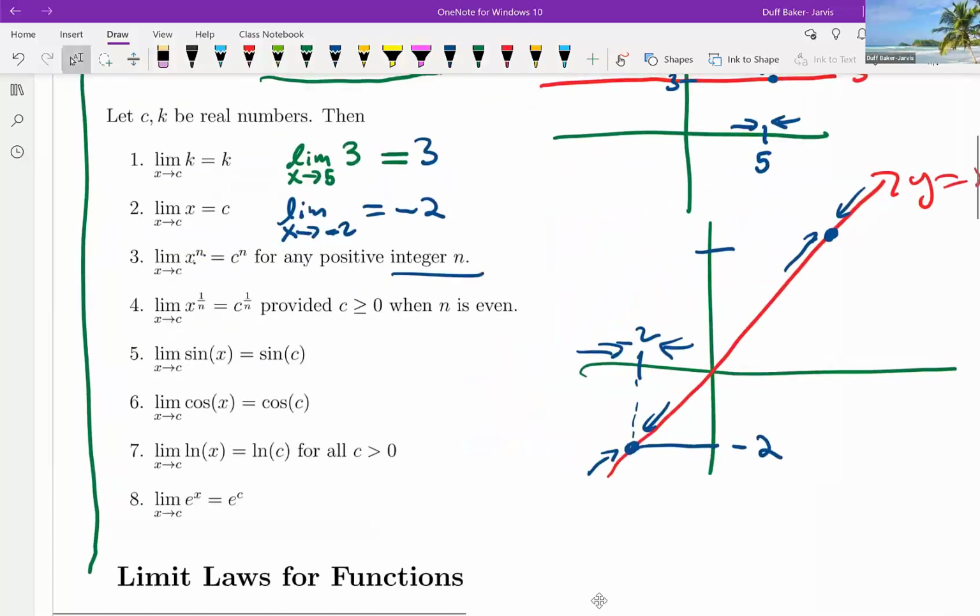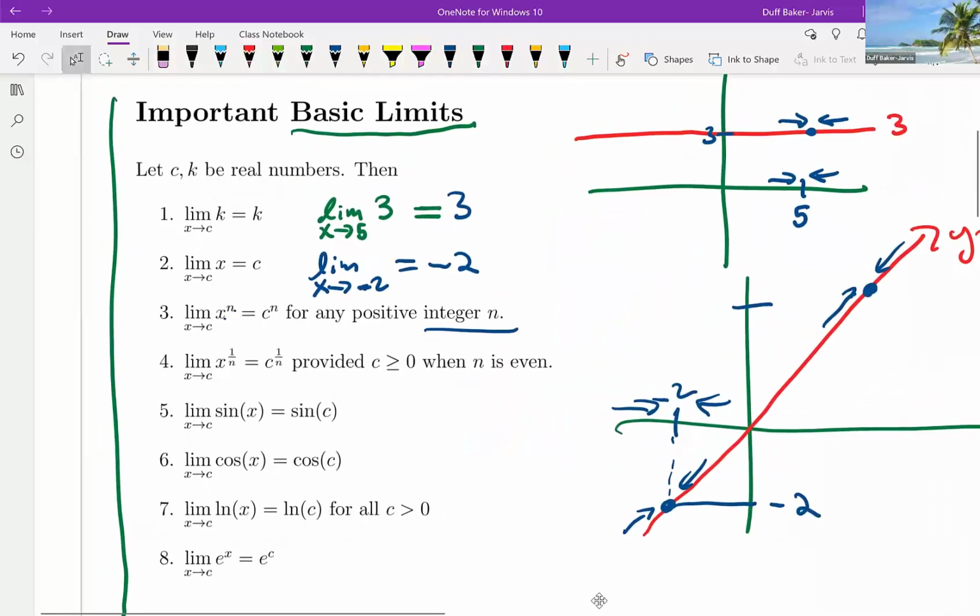Okay, so like in summary, what this table is saying is that for all these functions, taking the limit at a value is the same as plugging in that value. Okay, so these are functions which taking the limit is really easy. You don't have to think too hard about.